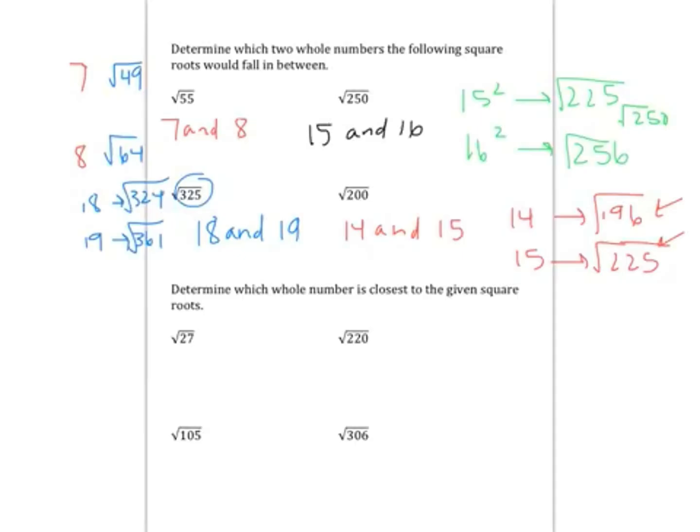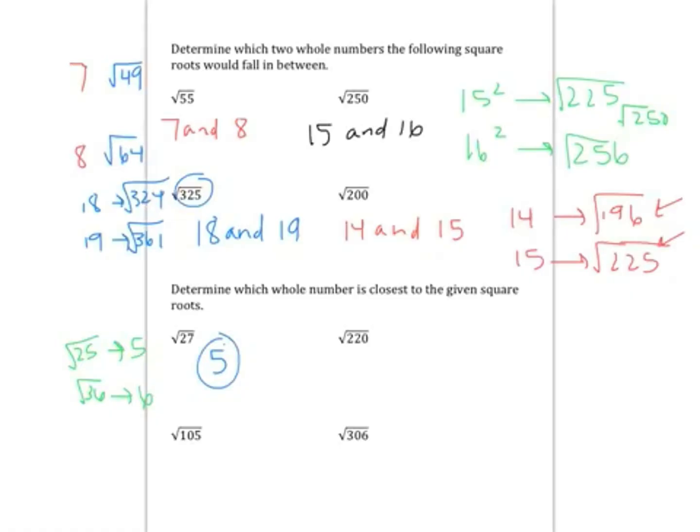Okay, let's move on. Determine which whole number is closest to the given square roots. So again, we want to estimate which square roots the number is between, and then see which one it actually is closest to. So the square root of 27, well, we know that the square root of 25 is very close to it, and that would be 5. And then right above that would be 36, and the square root of that would be 6, but what is 27 closer to? 25 or 36? Well, it's closer to 25, so the whole number that's closest to the square root would be 5.